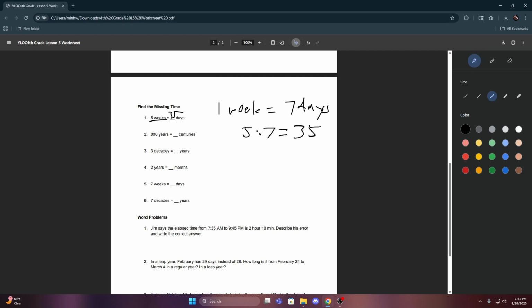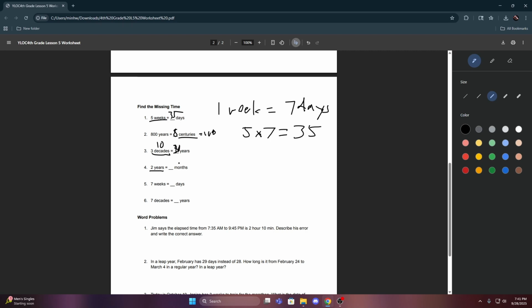By the way, a dot is another way to represent times. Either way works. Now for number 2, we know that a century is 100 years. And since we have 8 of those, that would make 800 years, which is why there's 8 centuries. A decade is again 10 years. And if there's 3 times 10 years, you would have 30 years.